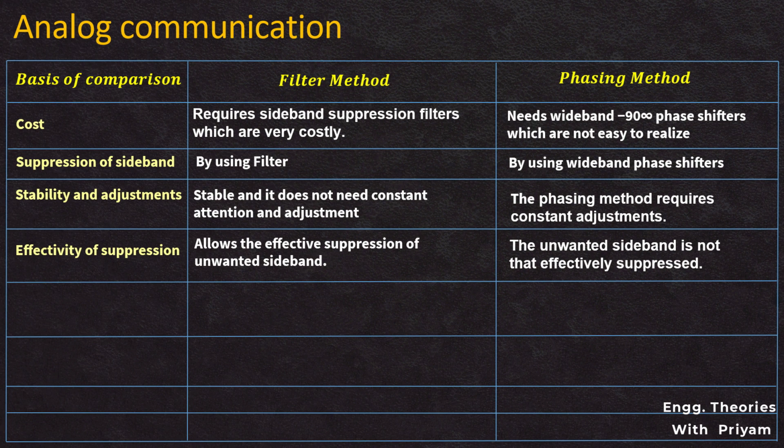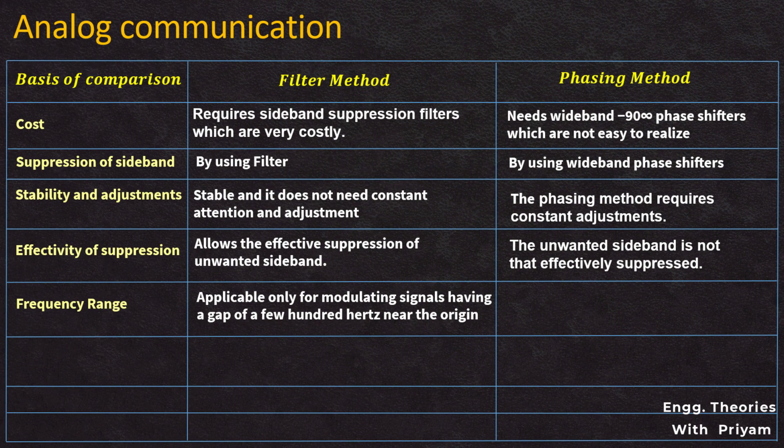If there is even slight deviation in the phase shift, let's say 2° from the ideal -90°, then particular side frequency will be suppressed only to about 20 to 25 dB relative to the corresponding side frequency in the desired sideband. Frequency range. The filter method is applicable only for modulating signals having a gap of few hundred Hz near the origin. The phasing method is applicable for any frequency.